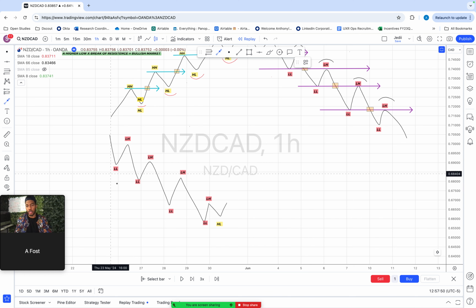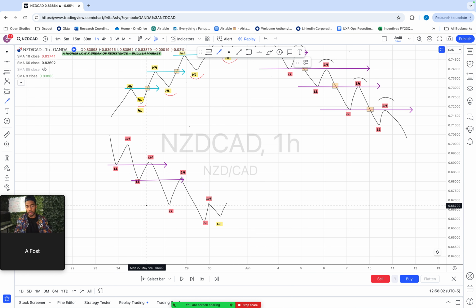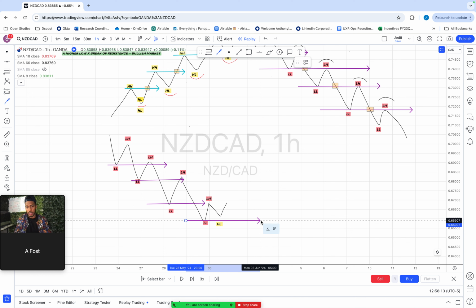Okay, so we had lower lows, lower highs, lower low, lower high, break of support, break of support, break of support. Market came down. Market never broke another support level. This last support level, it did not break. It didn't break that support level. However, it created a higher low.